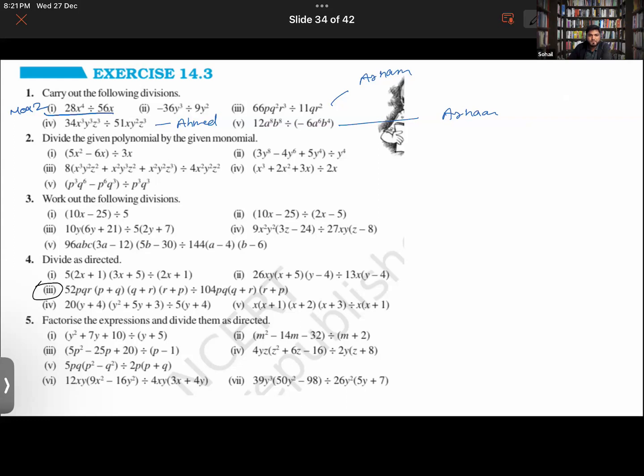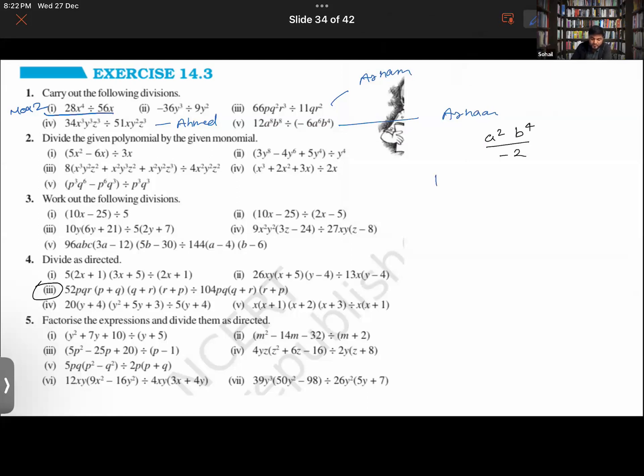Sir, I got my answer. Okay, what value are you getting? So a squared b raised to the power 4 divided by 2. You're solving question number 5. Yes, sir. So what value are you getting again? So a squared b raised to the power 4 divided by minus 2. Okay. Everyone have a look at question number 5.